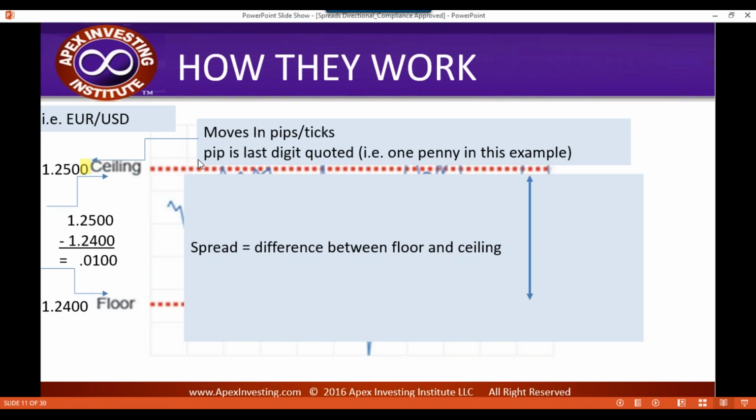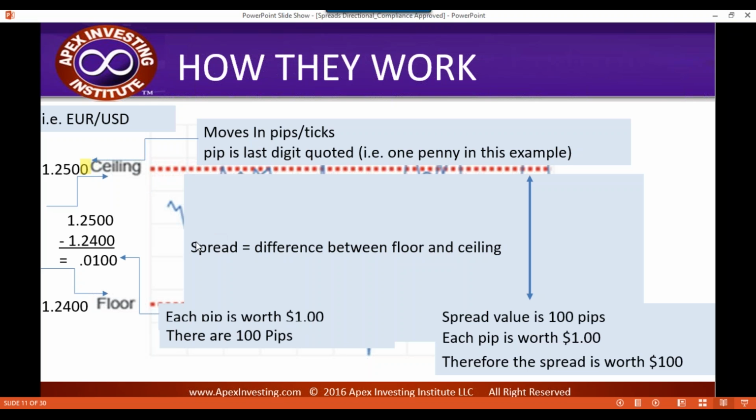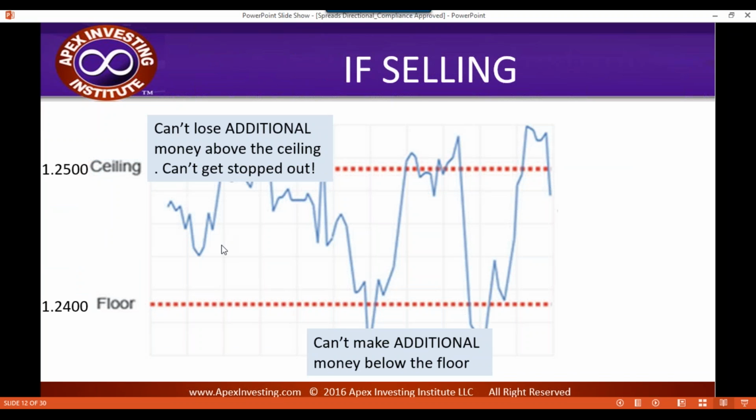Okay, and again, it moves in pips or ticks, which is the last digit quoted. Each pip is worth $1, and there are 100 pips in this particular spread. So overall, this spread value is 100 pips. Each pip is worth $1, therefore the spread is worth $100 maximum. Okay, so what does that mean? How does a spread actually work? How can you trade it?